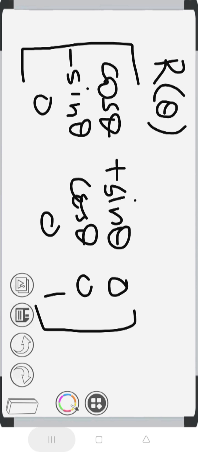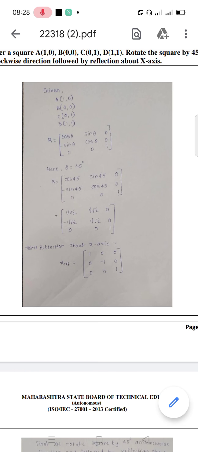Okay, now what we can do is we have to carry out a rotation by 45 degrees. So theta is equal to 45. We replace the value of theta by 45, so cos 45, sin 45 in this way. Cos 45 is 1 upon root 2, sin 45 is again 1 upon root 2. We can replace it, keeping the actual signs.